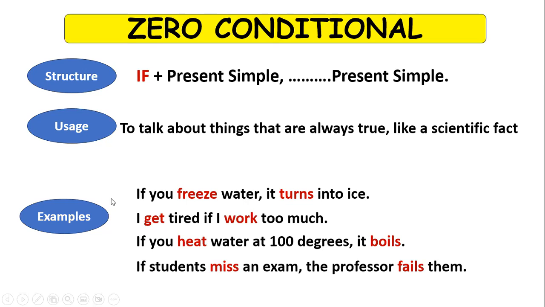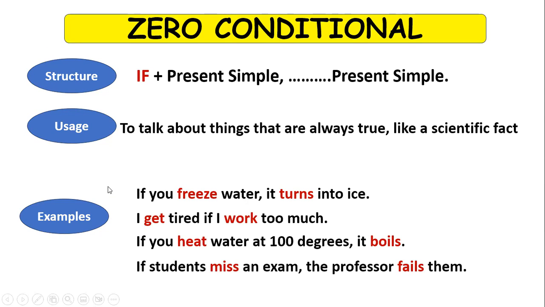What is the structure here? In the first part of the sentence with if, I have present simple, freeze. And in the next part, I also have present simple. So in both sides, I have present simple tense and no modal verb. I do not say it will turn. I do not say it may turn. It turns always. This is always true.